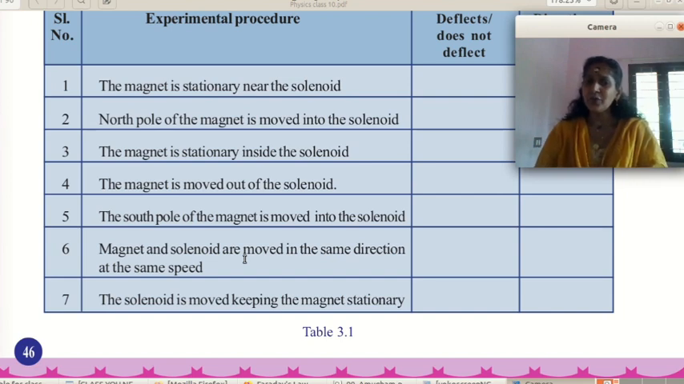The solenoid is moved keeping the magnet stationary. That time also there will be deflection. In any case, if the solenoid is moved, the galvanometer shows deflection. If the magnet is moved instead of the solenoid, that time also galvanometer shows deflection. That time also current is produced.